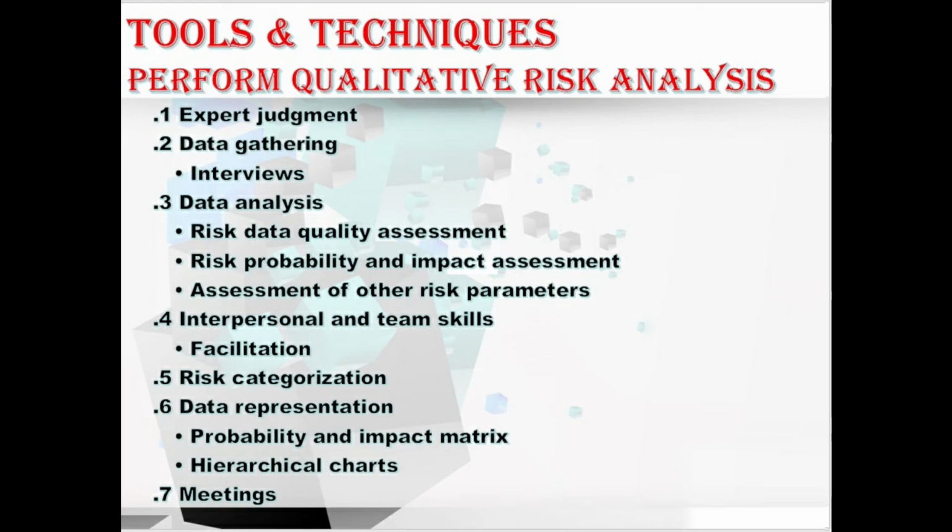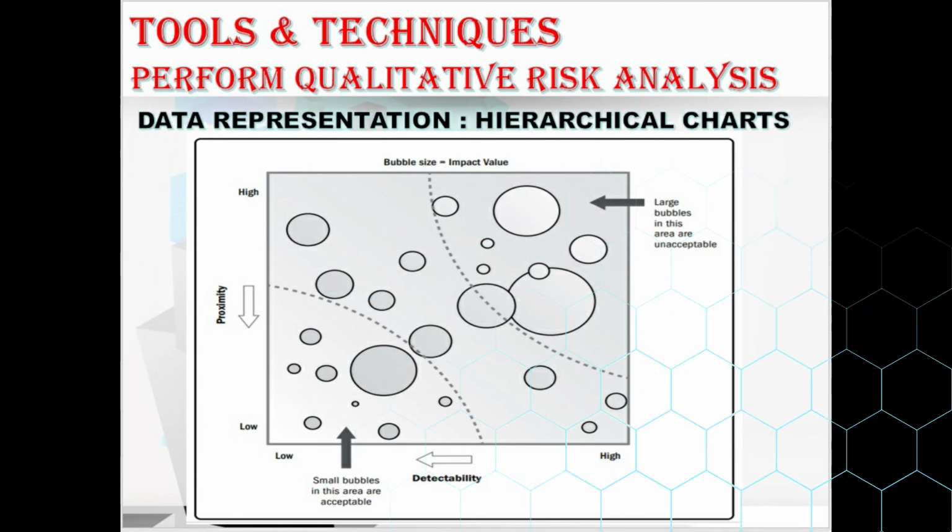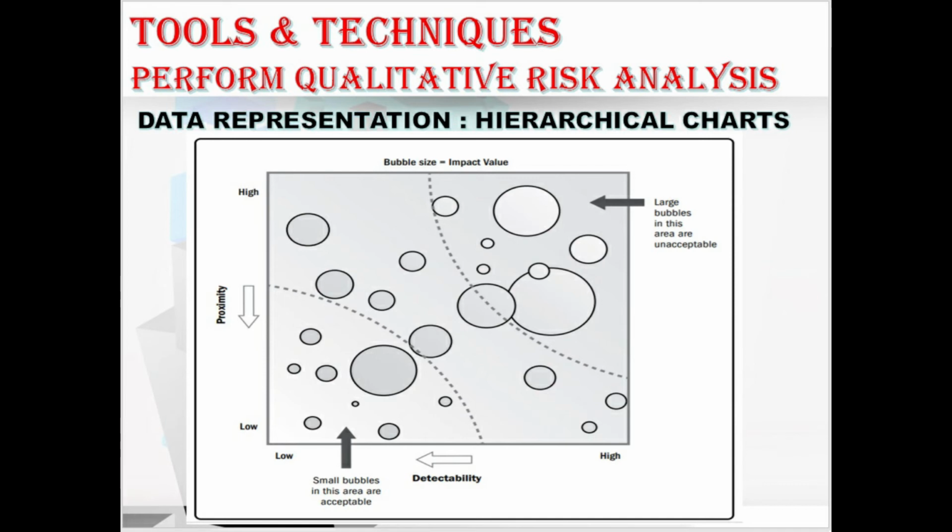Moving to hierarchical charts. In this, where risks have been categorized using more than two parameters, the probability and impact matrix cannot be used and other graphical representations are required here. So here in this case, the hierarchical charts are used.